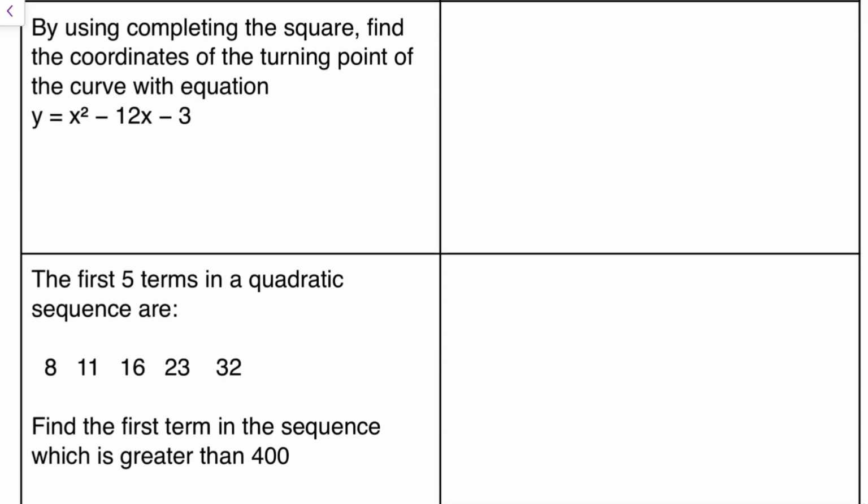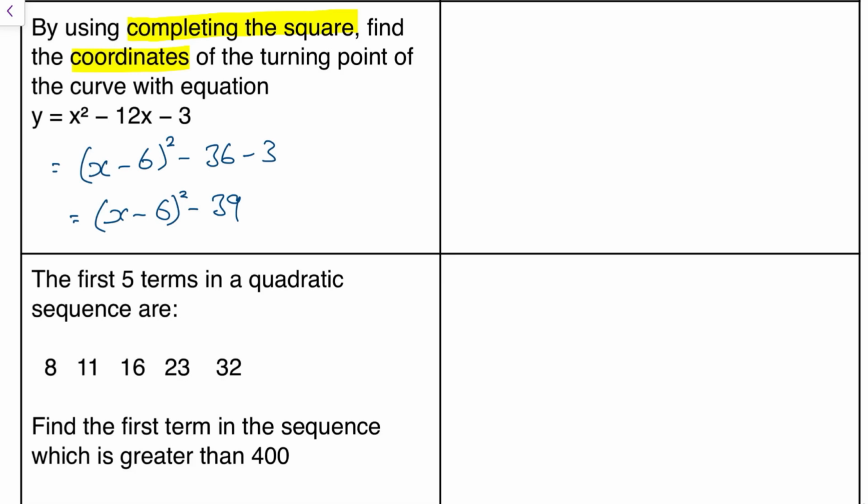Next question. By using completing the square. So this is being very specific about what it wants me to do. It wants me to complete the square and find the coordinates, and again, coordinates, not just the x value, of the turning point. So I'm going to complete the square fully, because that will give me the answer in one go. So that's going to be x minus 12 over 2 is 6, so x minus 6 squared, minus the square of 6 and minus 3, which is going to give me x minus 6 all squared minus 39.